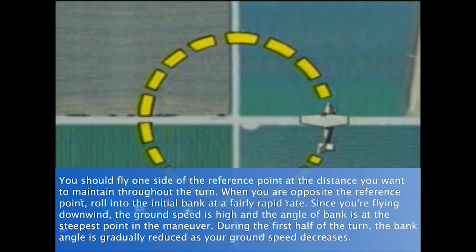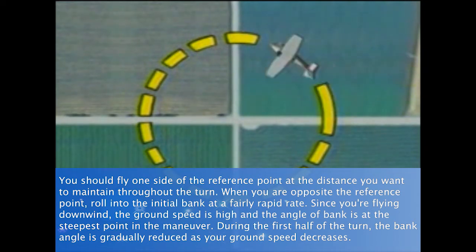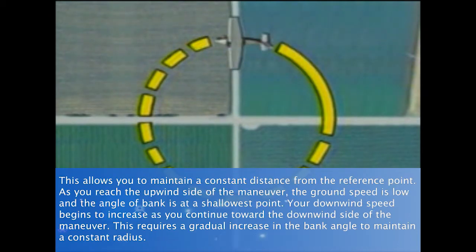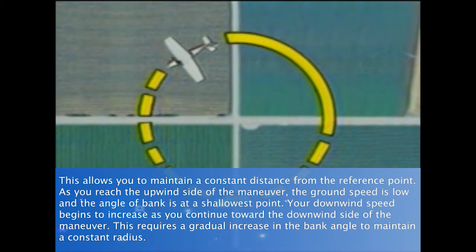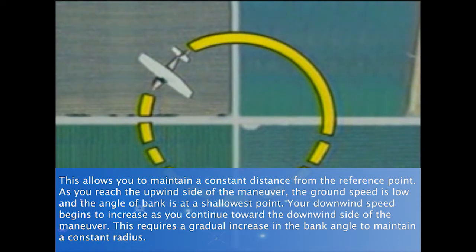Since you're flying downwind, the ground speed is high and the angle of bank is at the steepest point in the maneuver. During the first half of the turn, the bank angle is gradually reduced as your ground speed decreases. This allows you to maintain a constant distance from the reference point.